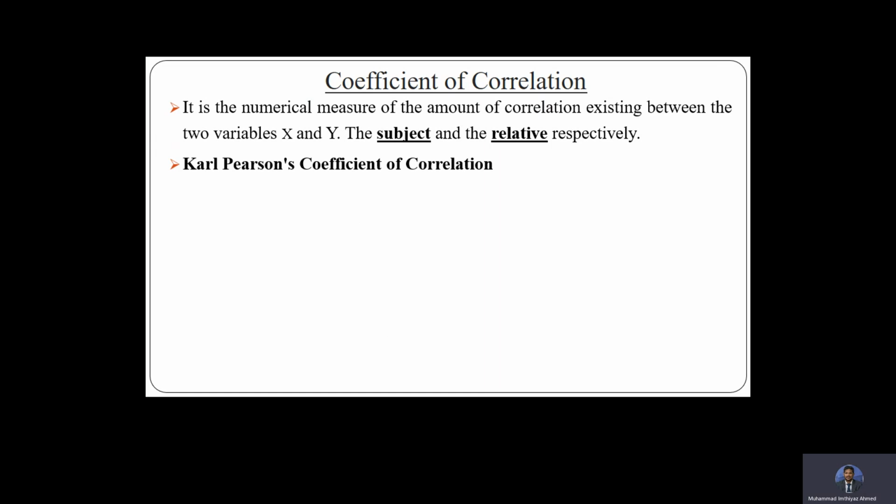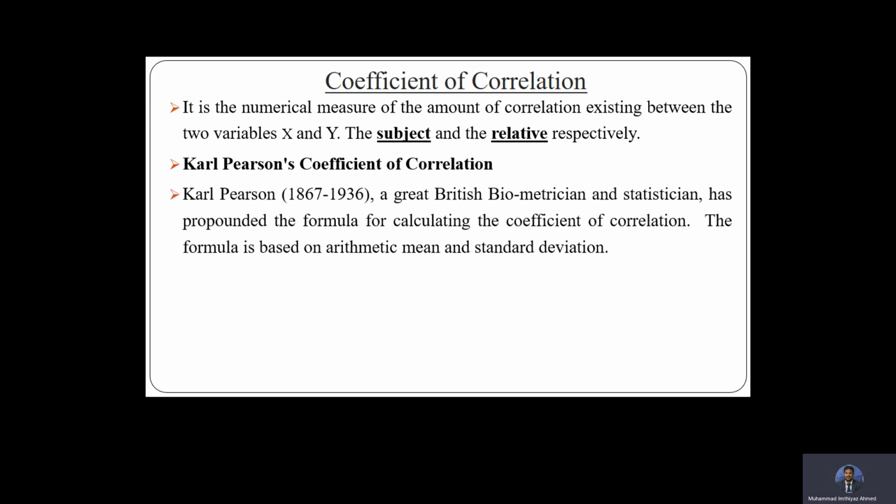So this coefficient of correlation was propounded by Karl Pearson. He is a Britisher. He only propounded this technique. So in 1867 to 1936, he was a British biometrician, statistician. He has propounded the formula for calculating coefficient of correlation. So the formula is based on arithmetic mean. What is the formula for arithmetic mean?